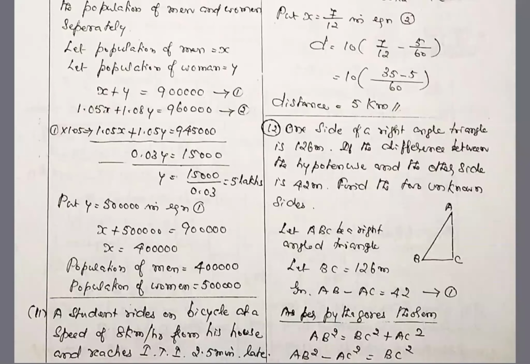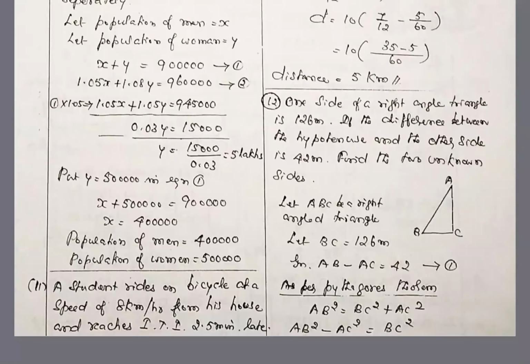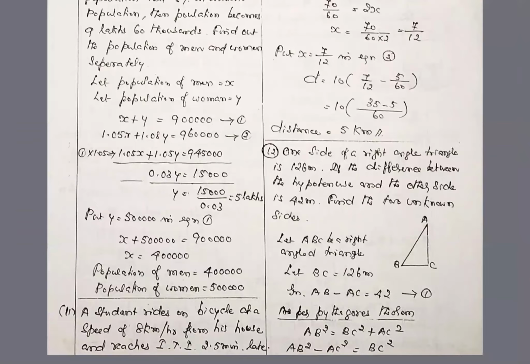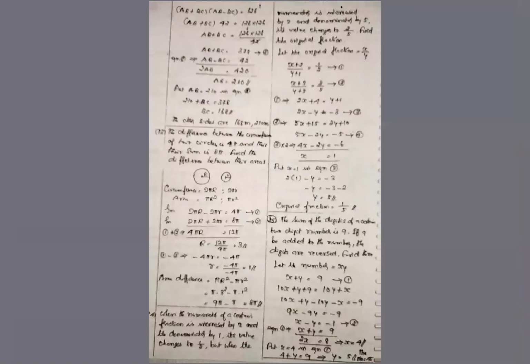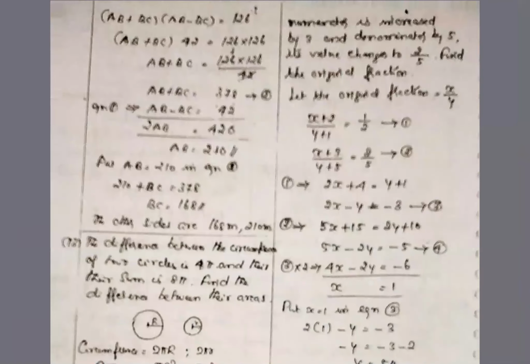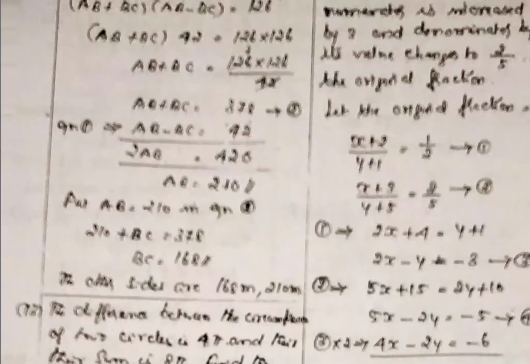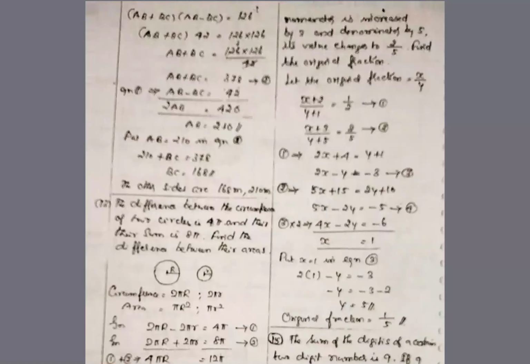One more equation you have to form by using the Pythagoras theorem. AB square is equal to BC square plus AC square. Apply the Pythagoras formula, and you form one more equation. So you will get AB plus BC is equal to 378 as the second equation. Then solve it, you will get the answer. So it's a dull condition.